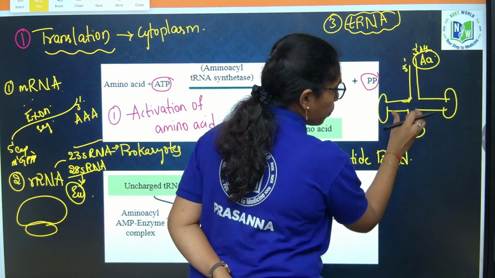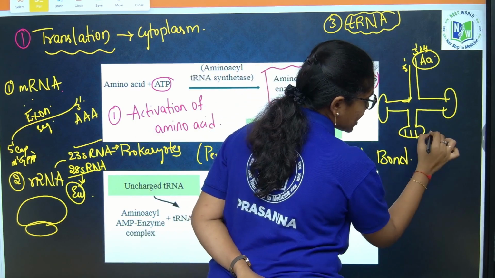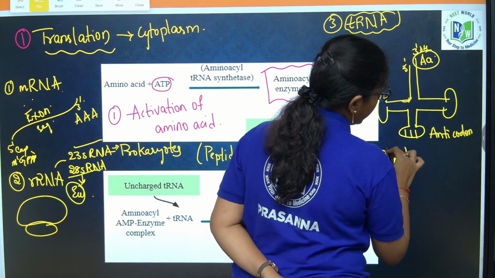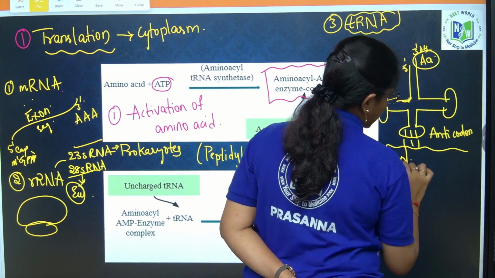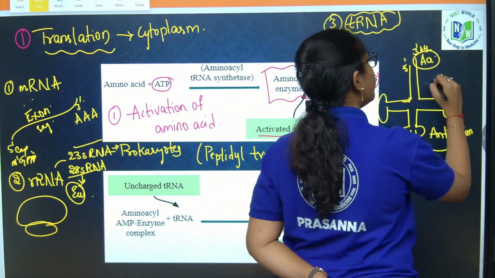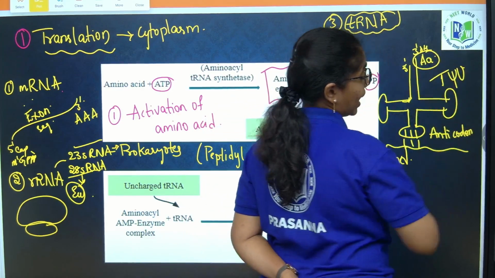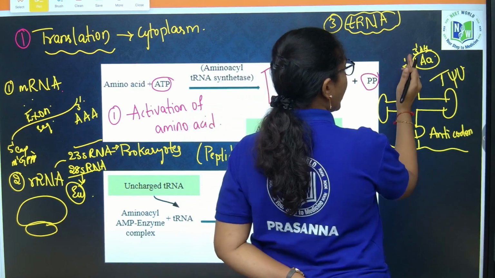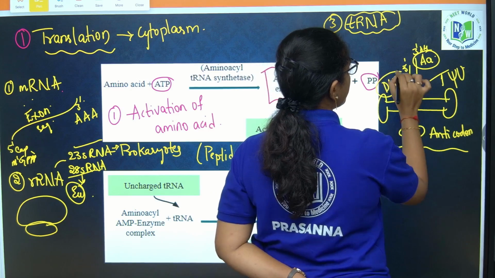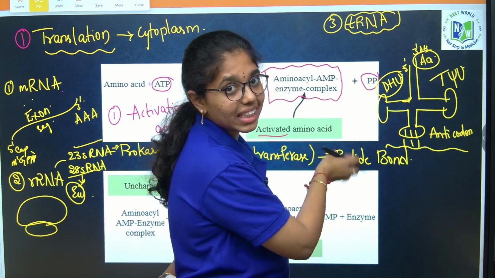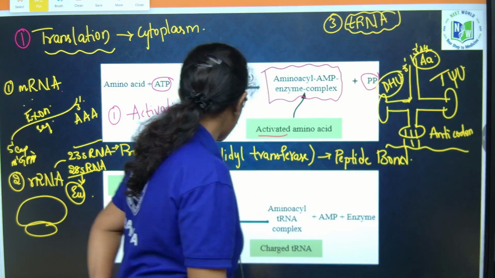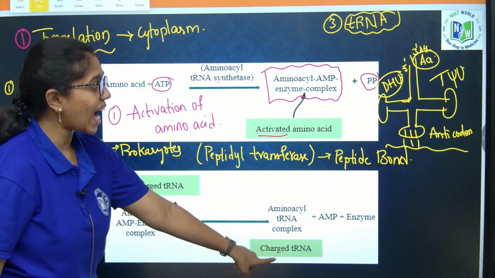On the opposite side, it has the anti-codon, which codes for the sequences present in the mRNA. Closer to the 3' end you have the T-Psi-U loop, which is the ribosomal binding loop, and closer to the 5' end you have the DHU loop. The DHU loop is the amino acyl synthetase binding loop. Here the activated amino acid is bound and it forms charged tRNA.